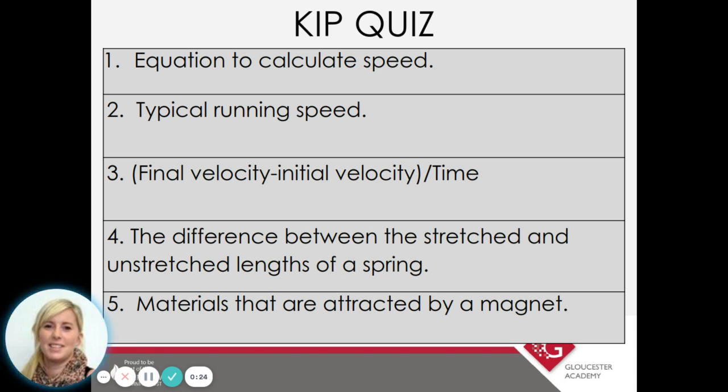But now you need your mini whiteboards, 1 to 5. I hope you guys actually do this, by the way. 1 to 5 on your mini whiteboards, and then match up these definitions with the key terms. So you can pause the video for a few minutes.